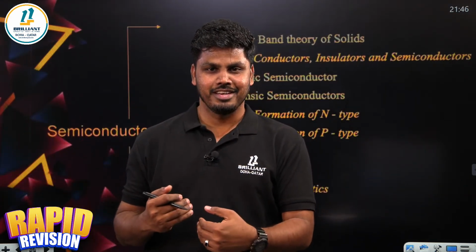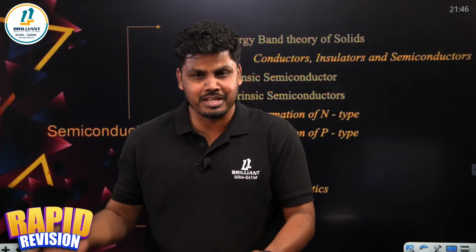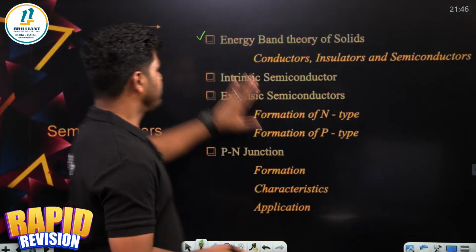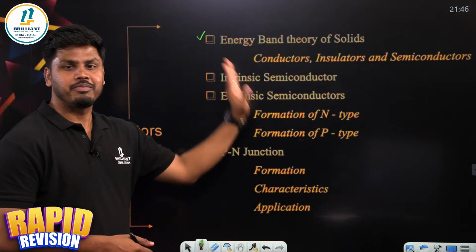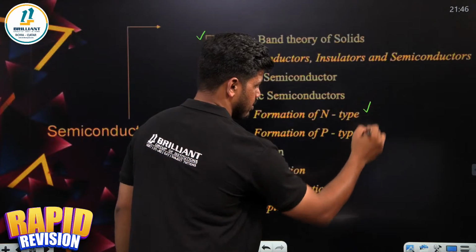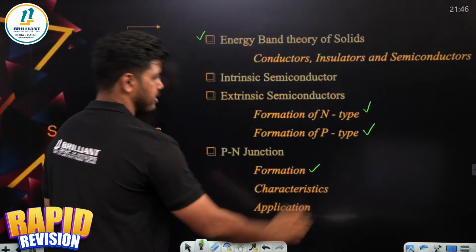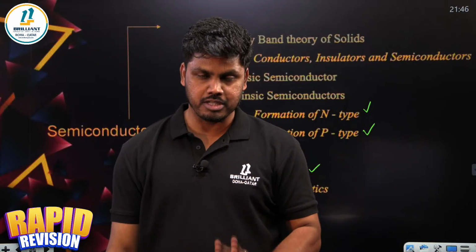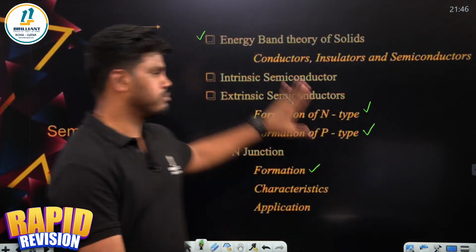If it is a derivation or a numerical question, we have some specific steps, specific things to mention. But for these long answer questions, we have to write the whole process, especially formation of N-type, formation of P-type, formation of P-N junction. These 3 formations. When you go through the past papers, you can see they are repeatedly coming from this part.